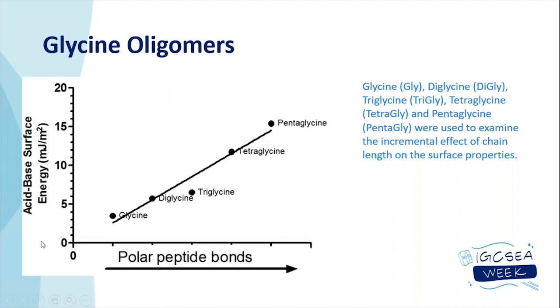And this is just showing, as a summary, the acid-base contribution to the surface energy as a function of the glycine chain length. As we go from glycine to pentaglycine, we see a very strong dependence on the acid-base contribution to the surface energy. Basically, we see an increase in the polar peptide bonds as we go from glycine up to pentaglycine.